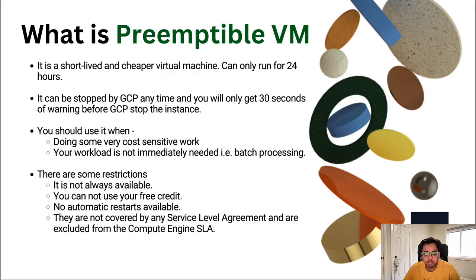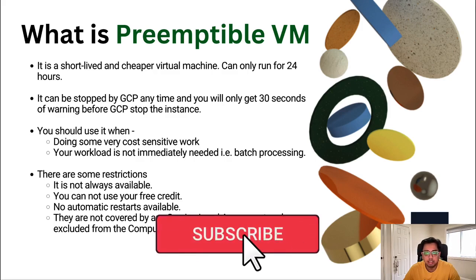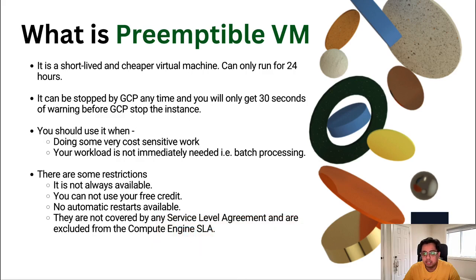So there are some restrictions around this preemptible virtual machine. One of the restrictions is it's not always available. If you want to create a preemptible virtual machine now, it may not be available in the platform immediately. Another one is whatever free credit that you have, you can't use that to create your preemptible virtual machine. With this preemptible virtual machine, there is no option of automatic restarts. With the standard virtual machine, you can do that, but with this one, you cannot.